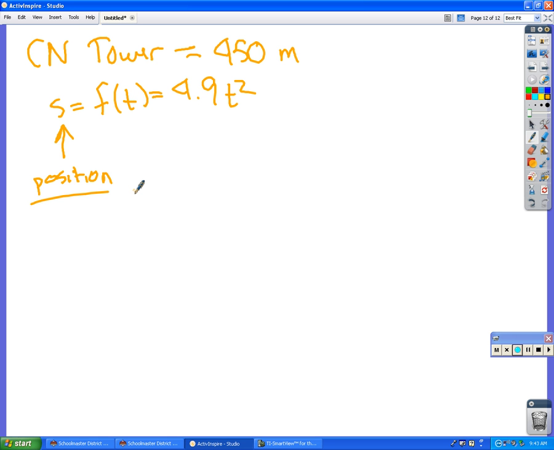So let's do two different things. Let's find the average velocity after 5 seconds. And then let's find the instantaneous velocity of the ball when it actually hits the ground, okay?